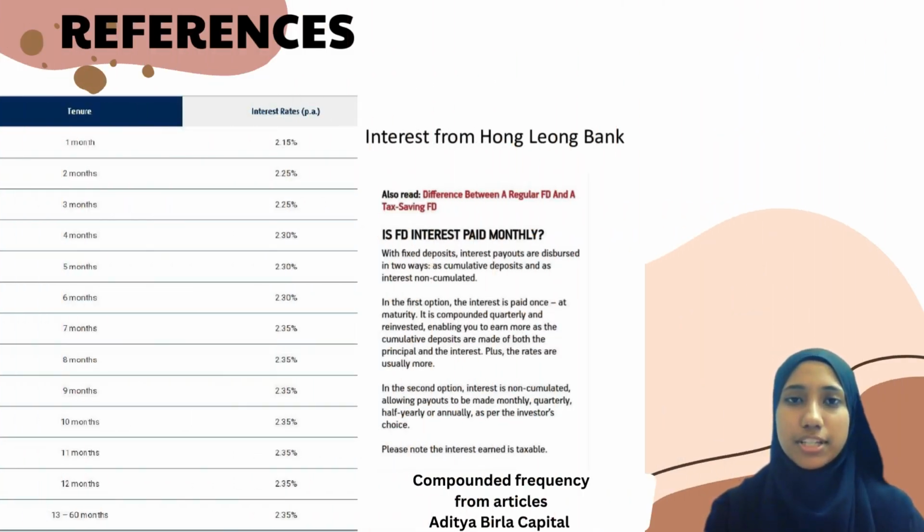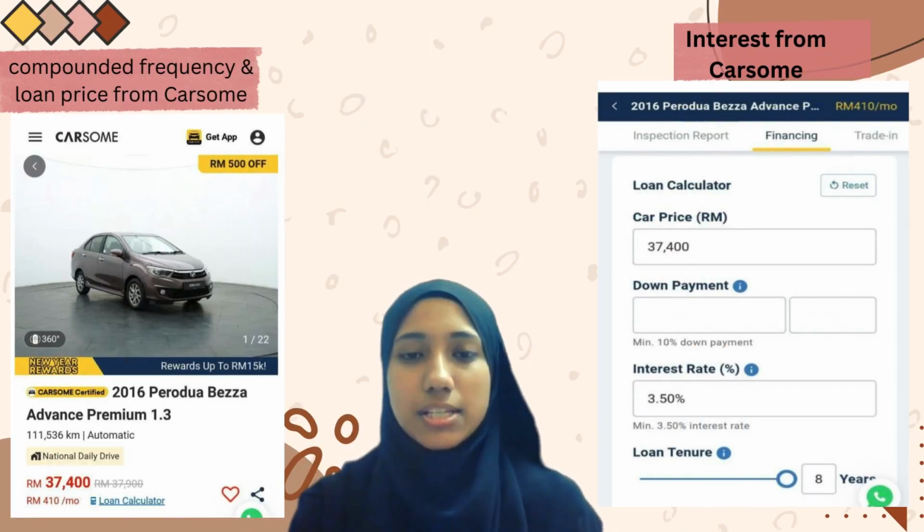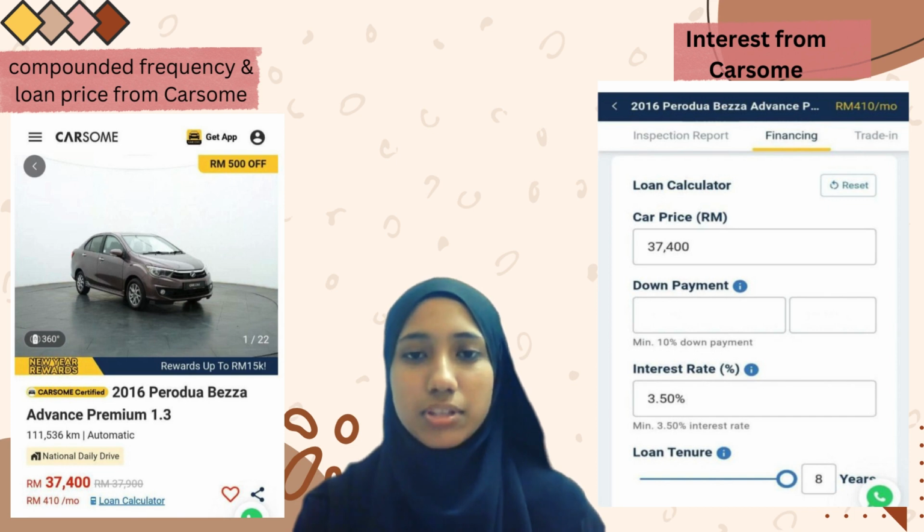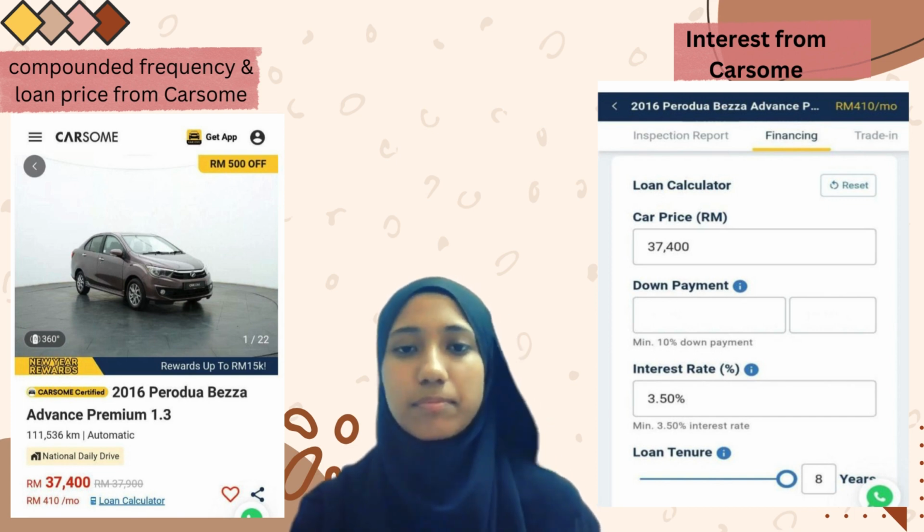So this is our reference. This picture is related to our question, which is Chapter 3, compound interest. The interest in the question we get from Hong Leong Bank, and for the compounded frequency we get from an article by Aditya Birla Capital. So for Chapter 4, which is Annuity, the interest, compounded frequency and also loan price we get from Carsome.